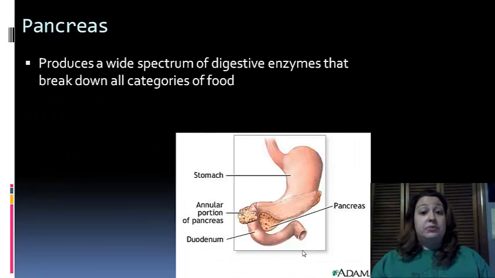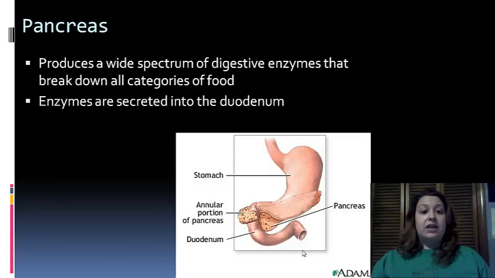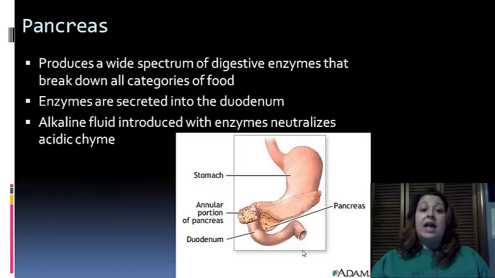Our pancreas produces a wide range of digestive enzymes that help break down a wide category of food. The enzymes are secreted into the duodenum, which is that first section of the small intestine, and we have an alkali fluid that is introduced with the enzymes to neutralize the acidity of the chyme.